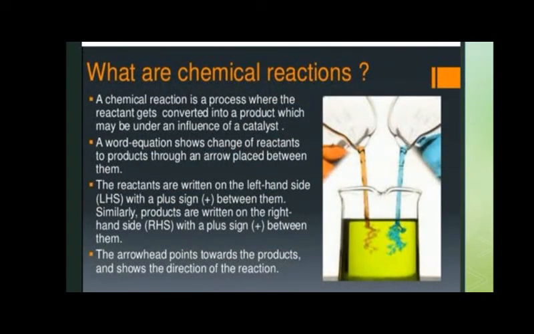First we'll try to understand what are chemical reactions. So here is the definition. A chemical reaction is a process where the reactant gets converted into a product, which may be under the influence of a catalyst. A word equation shows change of reactants to products through an arrow placed between them.